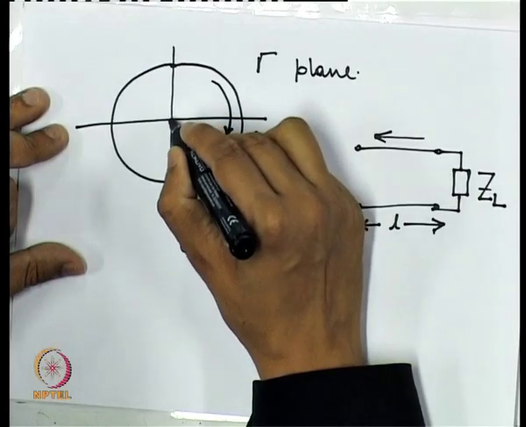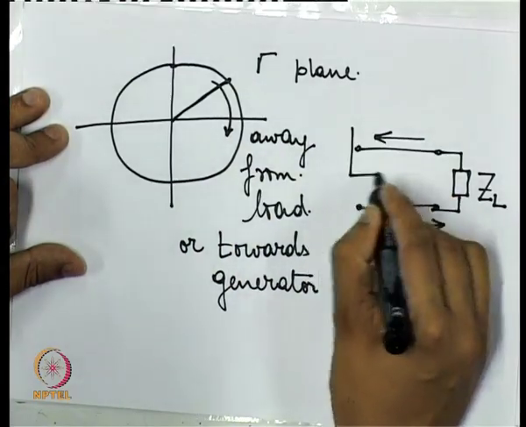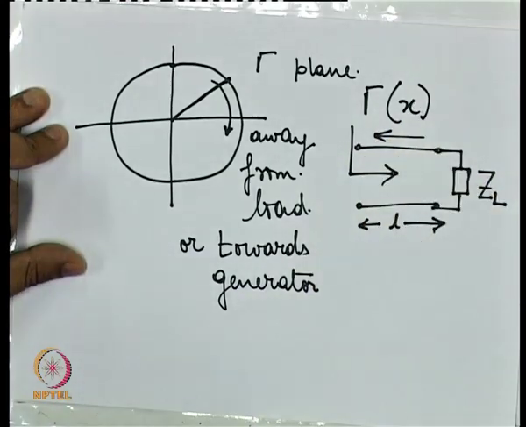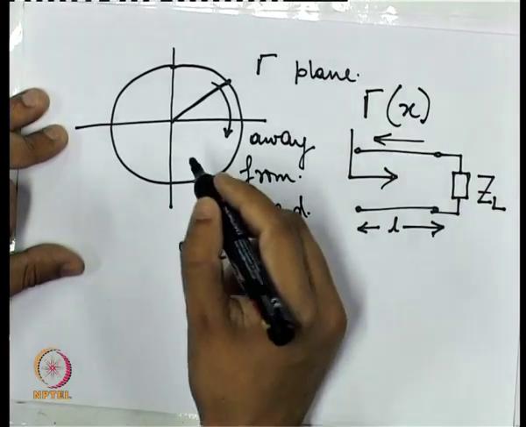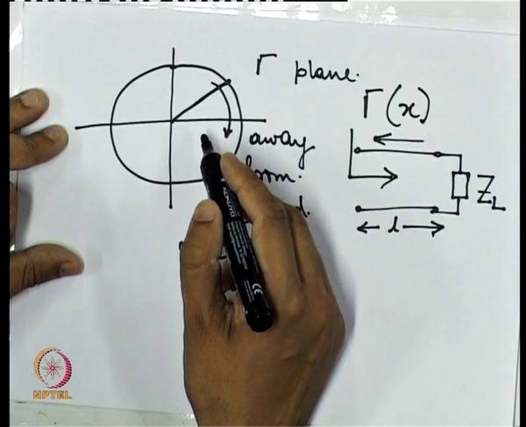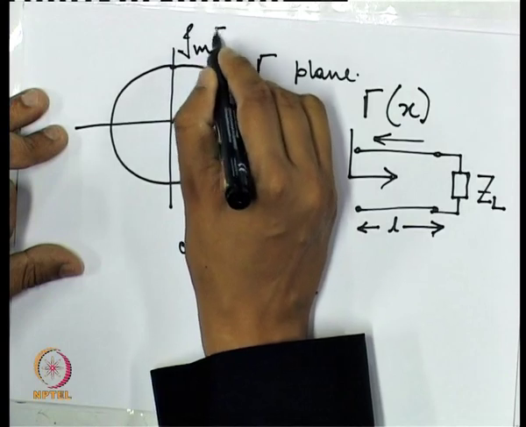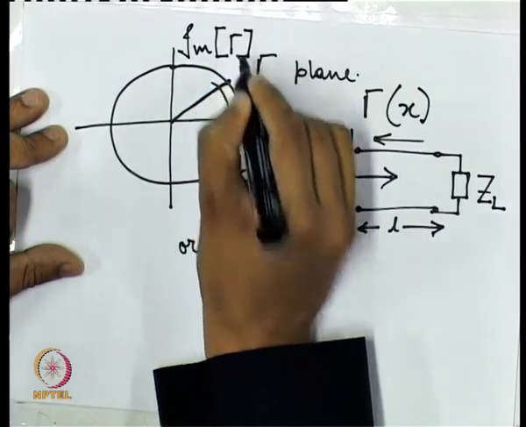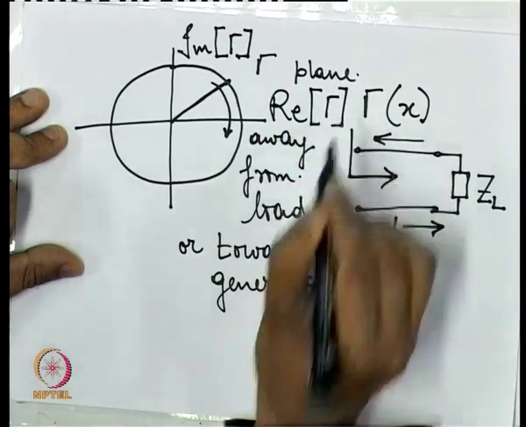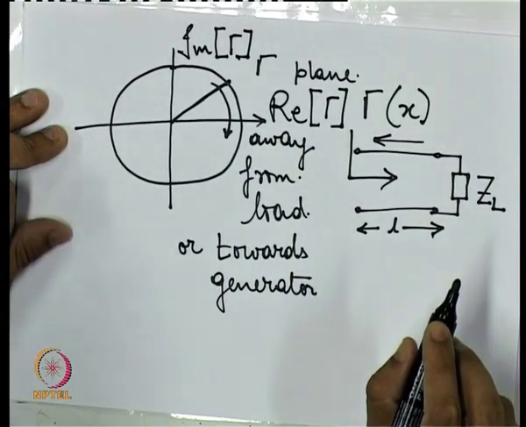And the other thing that I mentioned is the magnitude of this gamma. So this is the gamma x or d. The magnitude of this gamma x stays constant whether we are moving away or towards the load. So this is the imaginary gamma, and this is the real gamma.